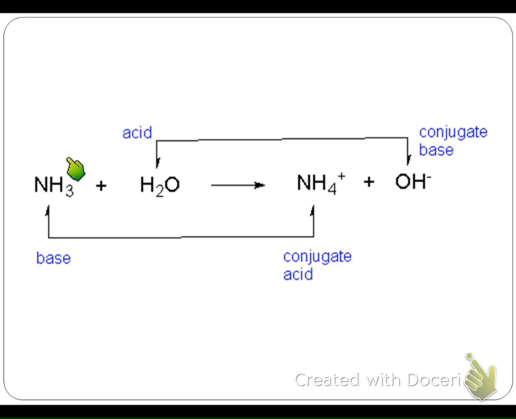So here, when NH3 gains this proton, we end up with NH4 plus. Now this ammonium compound has a hydrogen that it's willing to give up to go back to ammonia. That's what it means when we say a conjugate acid. It's an acid because it has an extra proton that it's willing to give away, but it's conjugate because it comes from something else.